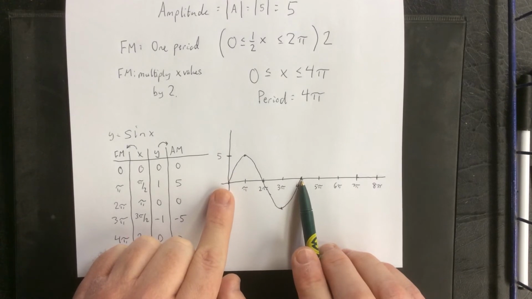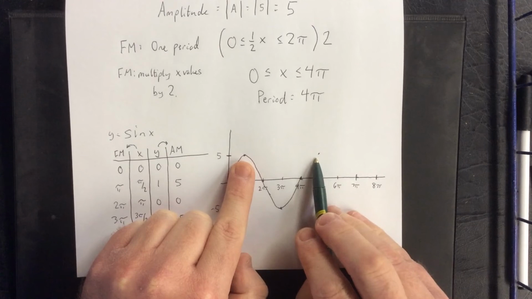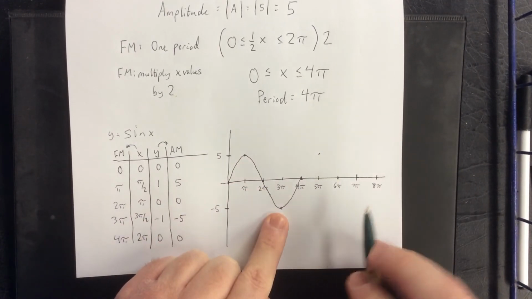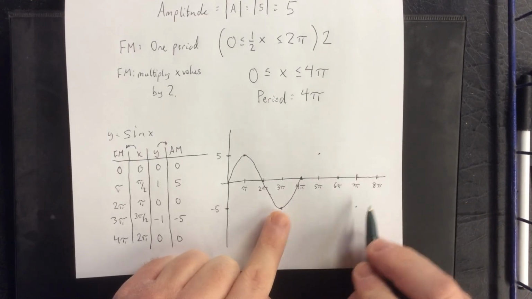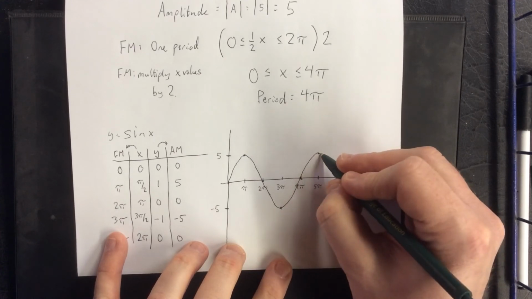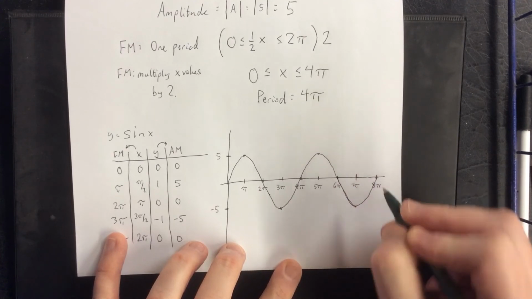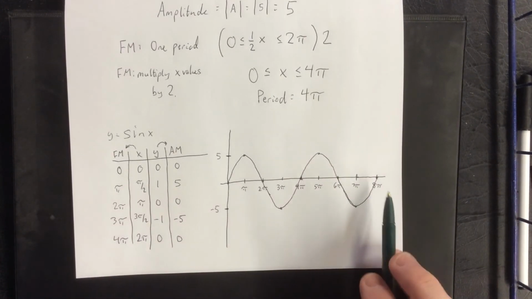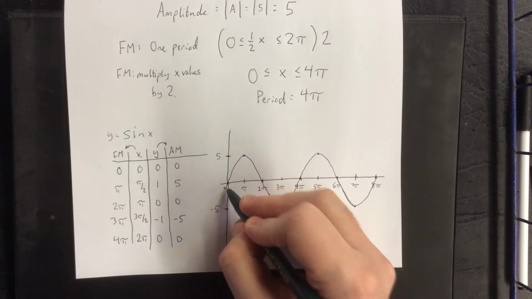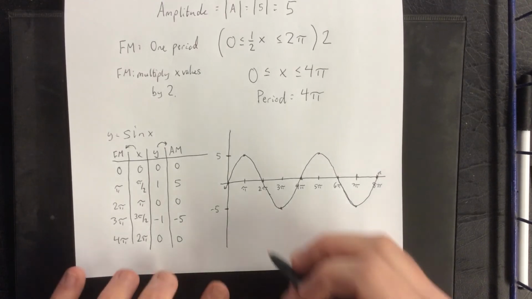Now, we started at the midline, then we went up to a maximum, then down to the midline, then down to a minimum, then back to the midline. Again, these things are very, very pattern driven. Now, if we wanted to draw a third period, we could extend beyond 8 pi, or if you wanted to, you could also extend into the negative direction. It does continue in both directions, so we'll throw a little arrow so that we know that the pattern repeats.